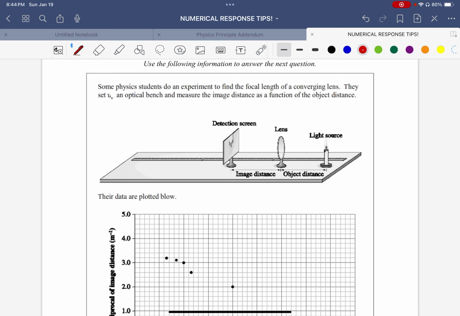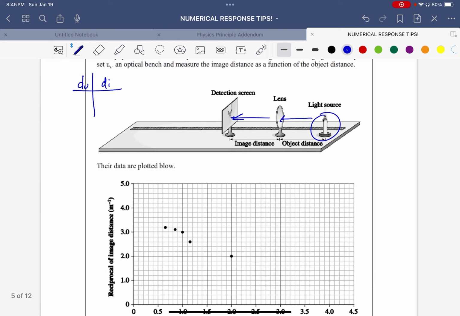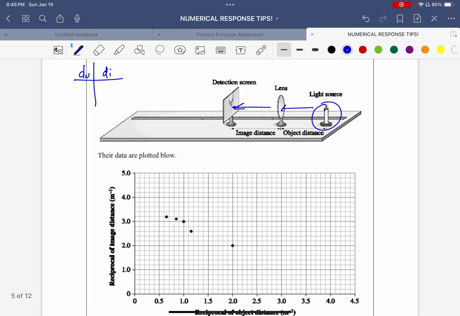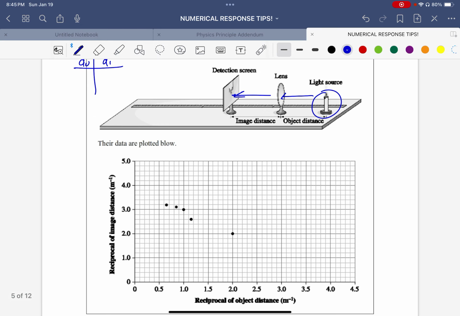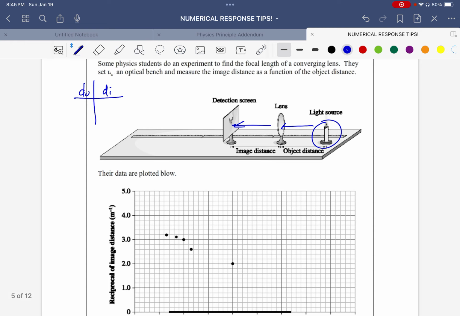So here would be our object. This is a candle shining light through this lens, and it's going to project an image onto the screen. What we're doing here is manipulating the object distance, seeing how the image distance responds to that. That's our data. And then trying to find that relationship there so that we can ultimately, I think this question asks us for the focal length of the lens.